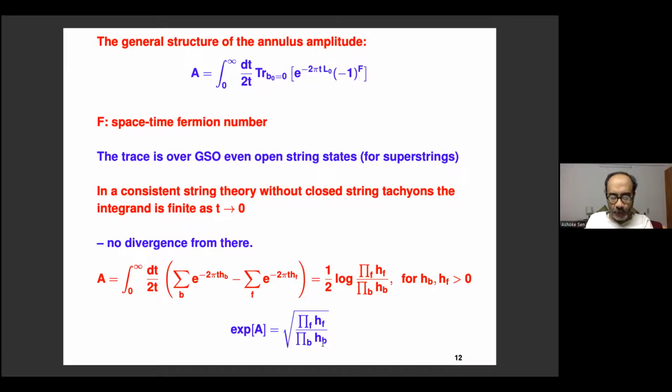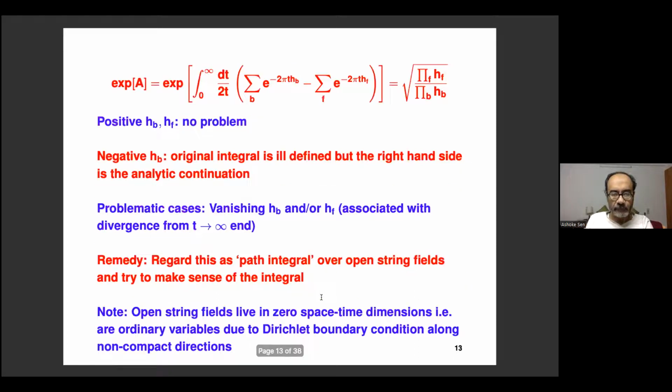Okay, so if you now take the exponential of this, you get the square root of the product of HF over the product of HB. And this is true as long as HB and HF are positive. This is the same equation I have written again. So as long as HB and HF are positive, then there is no problem. Everything I have written is an identity.